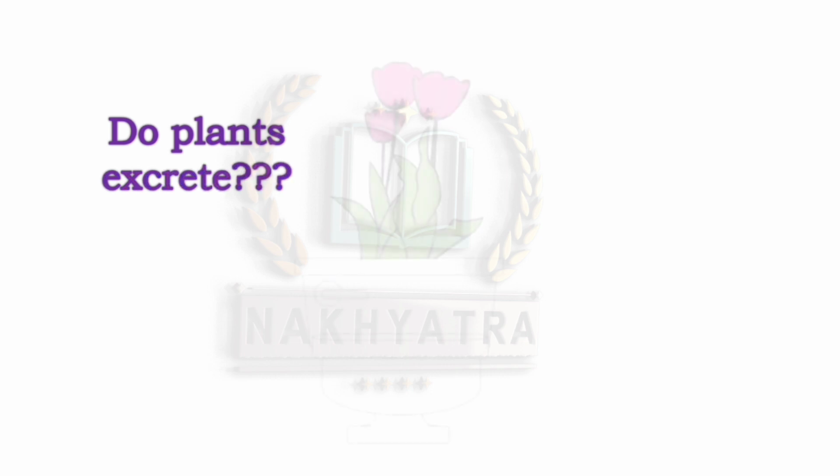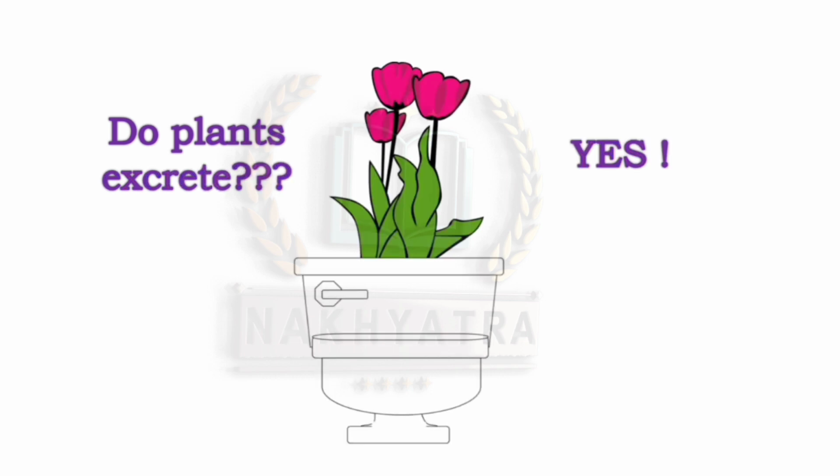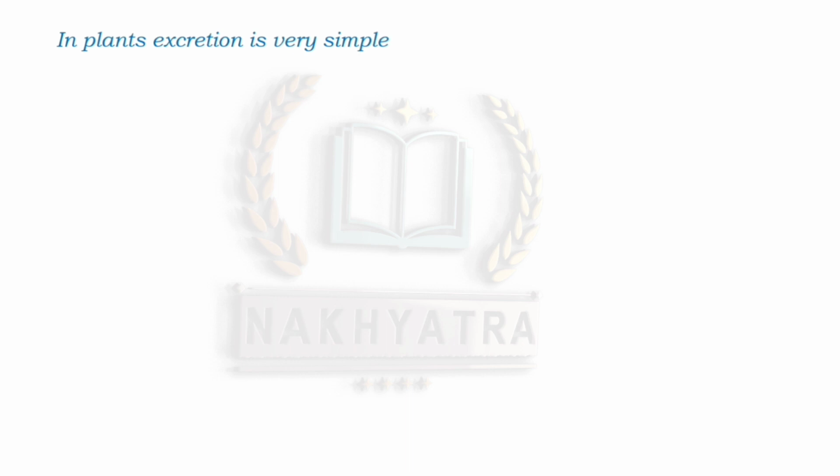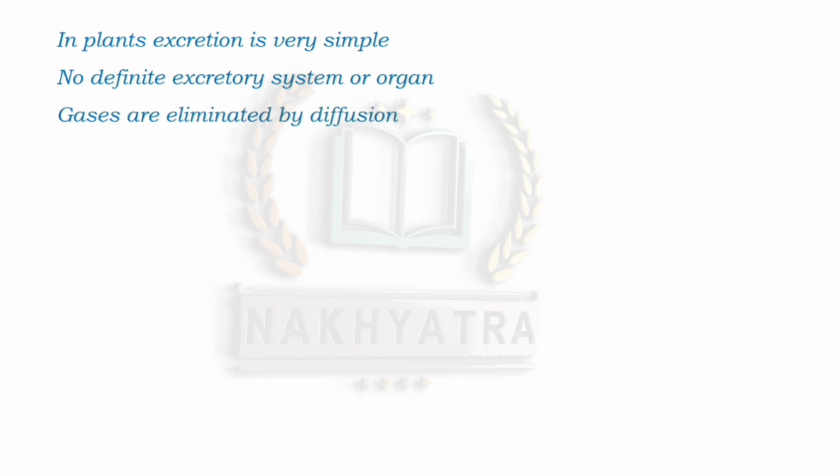Now, do plants excrete? You might be thinking, right? Yes, plants do excrete. But in plants, excretion is very simple. It is not complicated like in human beings. There is no definite excretory system or organ. Gases are eliminated by diffusion.